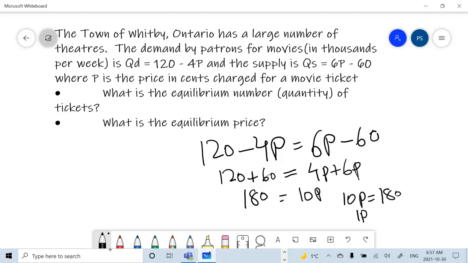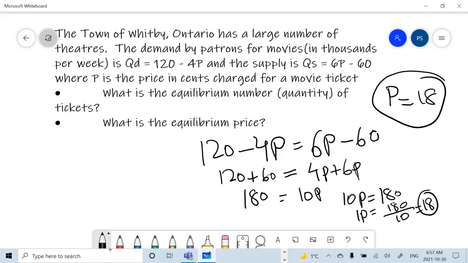So 1P equals 180 over 10, and that comes to 18. So P equals 18. So we got this as the number. But hold on there. We're not done with this problem yet.